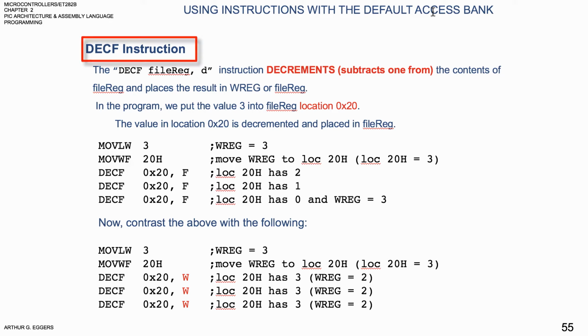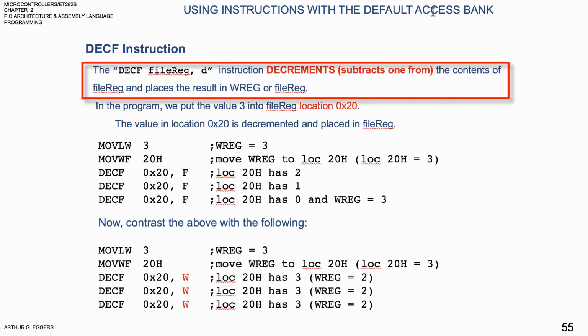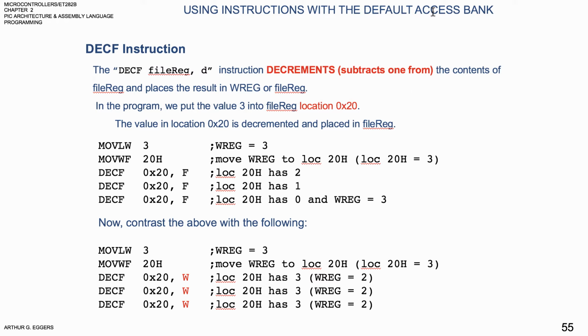The next command that we're going to look at is the decrement command. You'll notice again this is a decrement at a file location. The decf file register comma D, that's your switch, instruction decrements or subtracts 1 from the contents of the file register and places the result in the working register or the file register. And again, that is based upon that switch, that D bit switch.